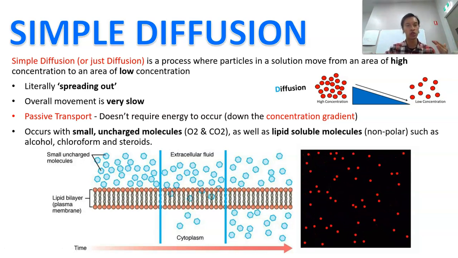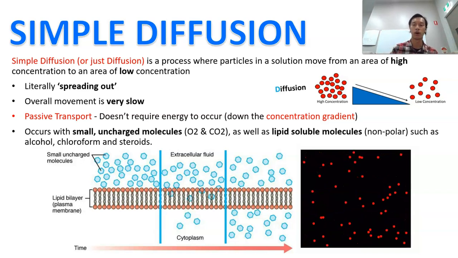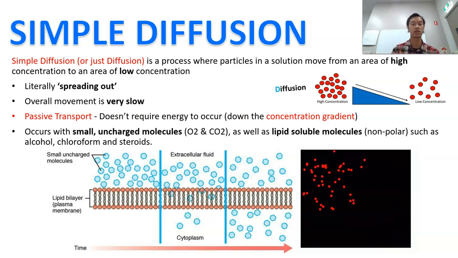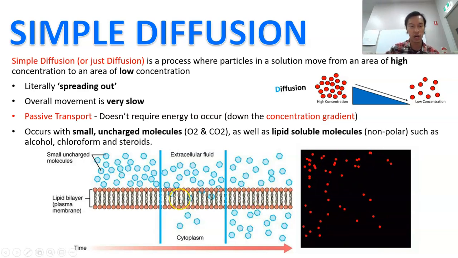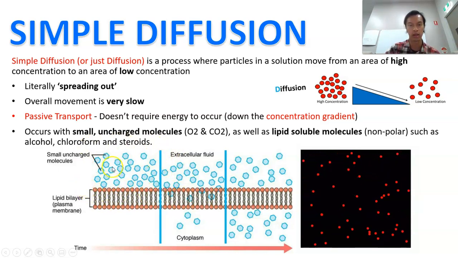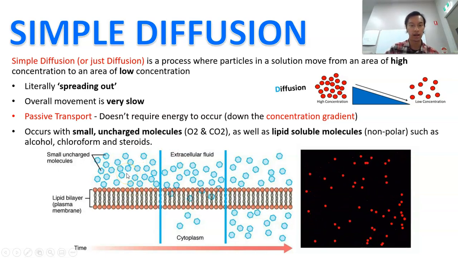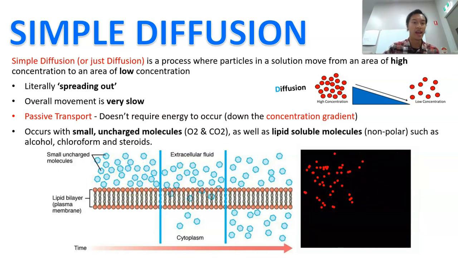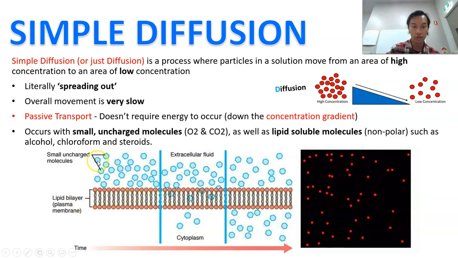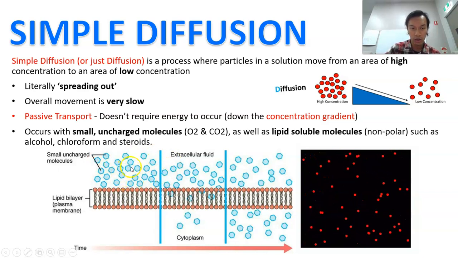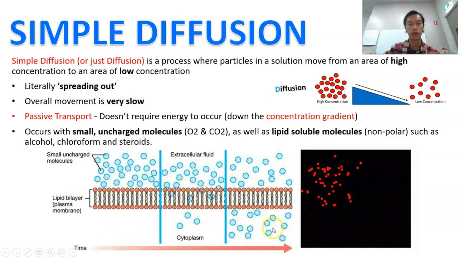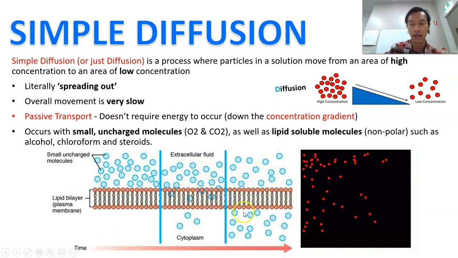Now, this occurs with small uncharged molecules like oxygen and carbon dioxide, as well as lipid-soluble molecules such as alcohol, chloroform, and steroids, right? Generally, what you notice over time is this, right? Here's your plasma membrane. Here is outside of the cell, like the extracellular fluid. So for example, let's say you drink a bottle of alcohol, it goes into your stomach, and then here are the cells of your stomach, and the alcohol is going to diffuse outside of your cell and eventually make its way inside of your cell, whether you like it or not, and gets absorbed straight into your bloodstream over time until it is evenly distributed, right?